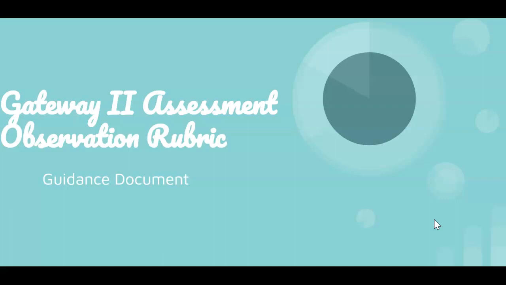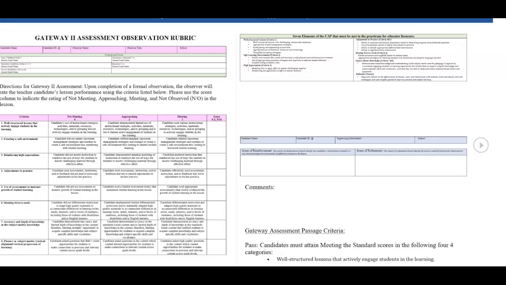With this video, we are looking to give you some guidance on how to use the Gateway 2 Assessment Observation Rubric. Here you will find a copy of the Gateway 2 Assessment Observation Rubric. Yes, it's very small, but we promise we will go through each one of the criteria so that you know exactly what you need to do as an observer in order to rate the teacher candidate's lesson performance, making sure that student learning and student growth are first and foremost in all lessons.